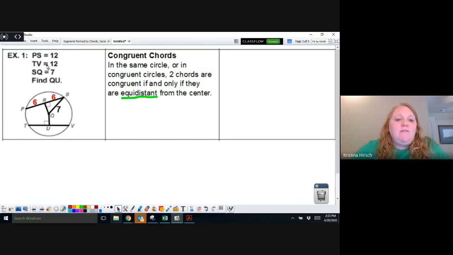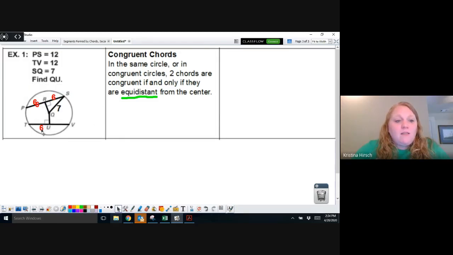Now it says TV is also 12. Well, again, we have this perpendicular angle right here, and we have this chord, right? And it's going from the center, so that would be like a portion of, say, a diameter. So again, that means that it's cut in half. It's bisected. So if the whole thing is 12, then we know that each part is 6, all right?